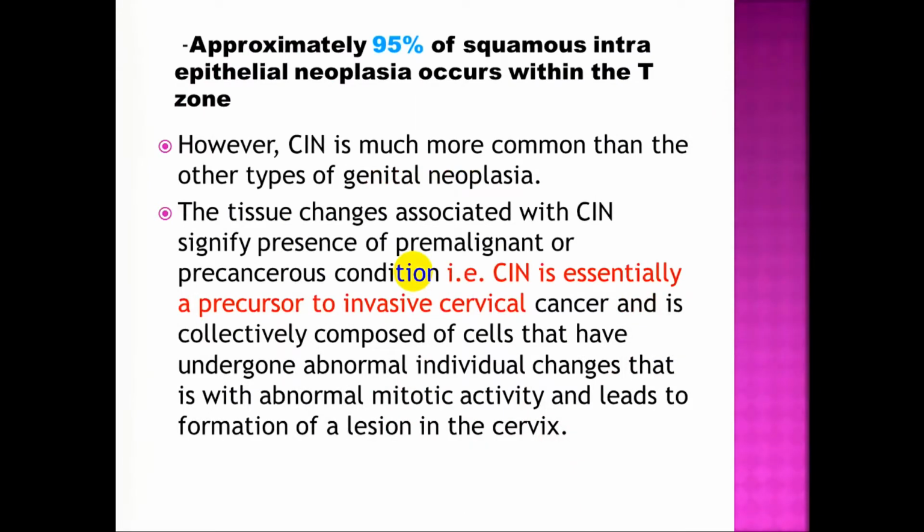Approximately 95% of squamous intraepithelial neoplasia occurs within the transformation zone. However, SIN is much more common than the other types of genital neoplasia. The tissue changes associated with SIN signify the presence of a pre-malignant or precancerous lesion. That means SIN is essentially a precursor to invasive cervical cancer and is collectively composed of cells that have undergone abnormal individual changes, that is, with abnormal mitotic activity, and leads to formation of a lesion in the cervix.